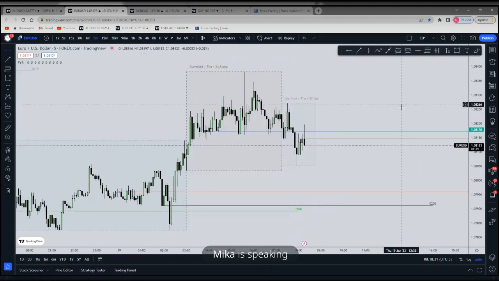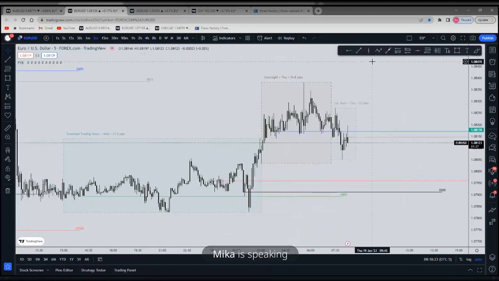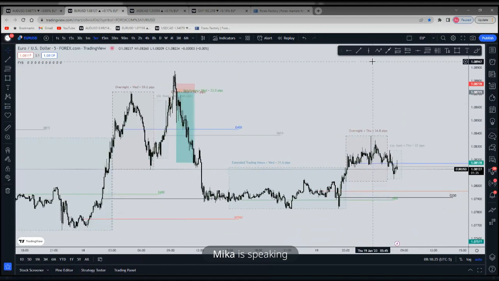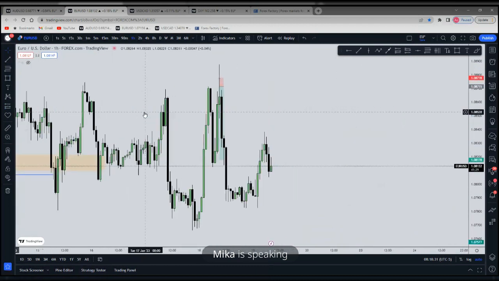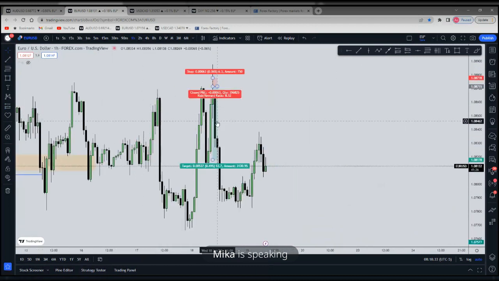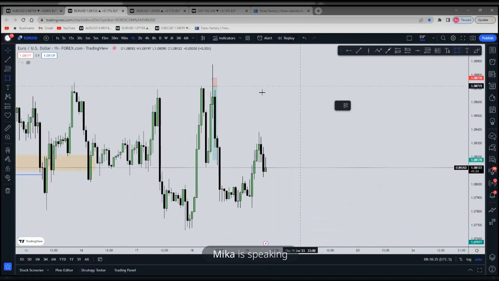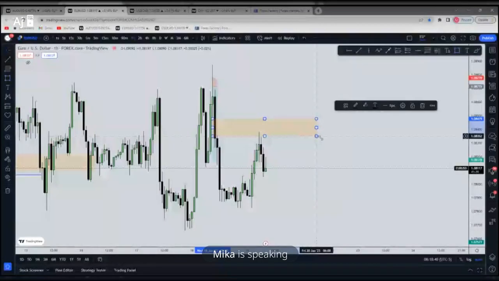We had a huge day yesterday. So if you look back on the 1 hour, for example, yesterday's range, you can see a big fair value gap above. So I would target this as the target for today. And then above the high, so we have a high and the fair value gap.